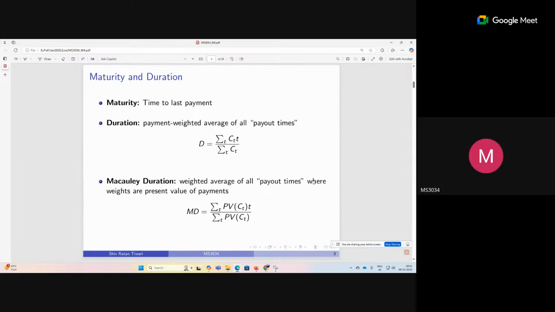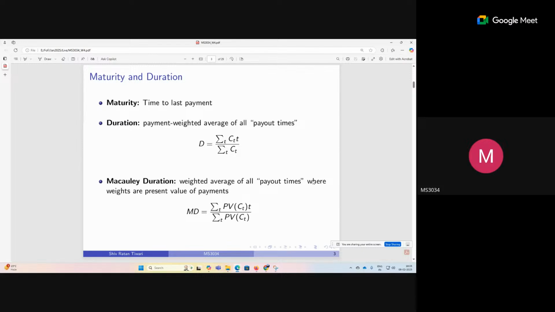But this does not account for the amount of cash flow or amount of payment I am getting each period. So for that, a new measure which we call the duration is given. And what is the duration? Duration is the payment weighted average of all payout times. For example, if you are getting a payment of c at a particular time t, and there is a cash flow for a few periods, then duration is given by the weighted sum of times, and these weights are the cash flow or the amount which you are receiving at that particular time.